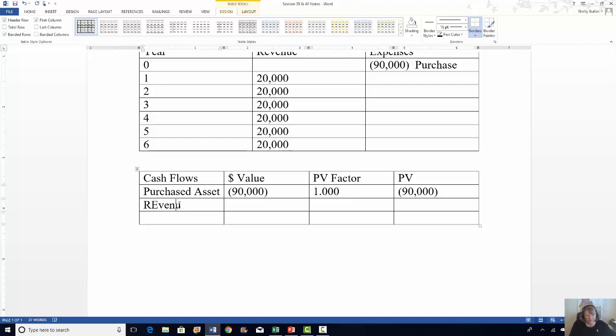And then the revenues, and they are $20,000. The present value would be 6 periods at 16%, so our factor would be 3.685. And the present value of all of those payments is 73,700. So the net present value of that added together is negative 16,300. Okay, this is a negative.